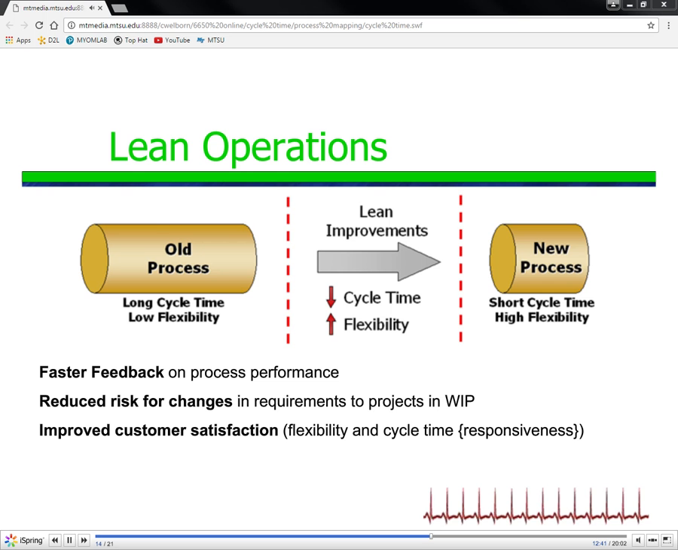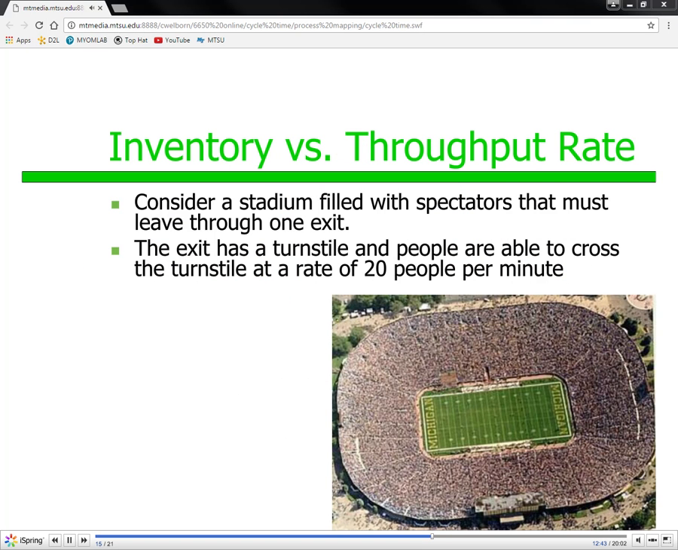So let's look at a nightmare here. This looks like a nightmare, right? One of these football stadiums with people jam-packed. We're going to consider the stadium filled with spectators that must leave through 1 exit. So there's only 1 turnstile in this, looks like University of Michigan football stadium. So everybody's got to go out 1 exit. The exit has a turnstile, and people are able to cross the turnstile at a rate of 20 people per minute. That sounds like an exit rate or a throughput rate there when I see 20 people per minute.